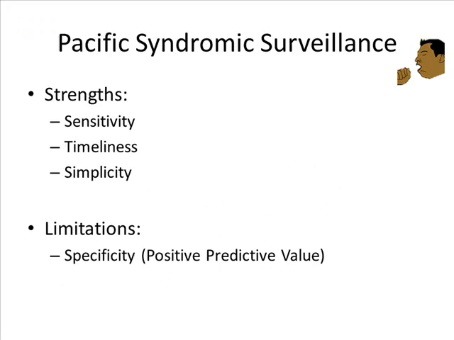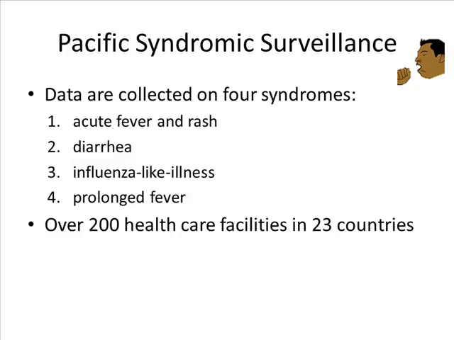Slide 41. This system is sensitive, timely, and simple. It has low specificity. Slide 42. Pacific syndromic surveillance collected data on 4 syndromes: acute fever and rash, diarrhea, influenza-like illness, and prolonged fever, over 200 healthcare facilities in 23 countries.